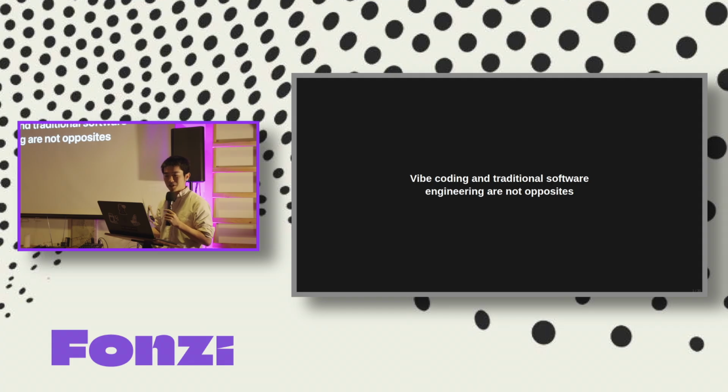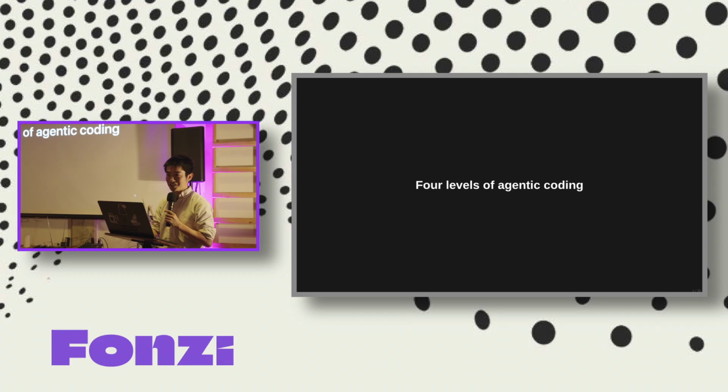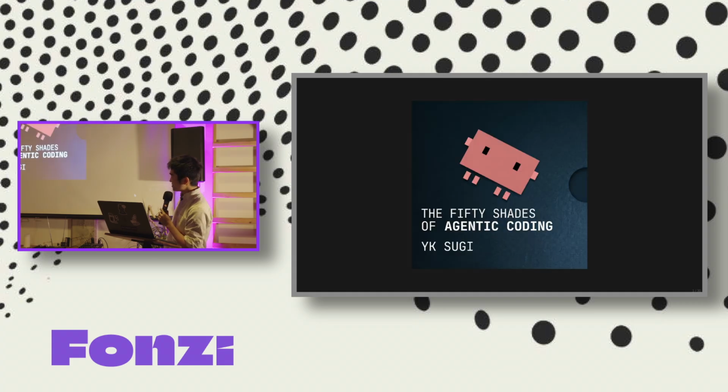Throughout all of that process, I've realized that vibe coding and traditional software engineering are not opposites; they are more complementary. The way I visualize this is like this. I hope you can see this. If you look at vibe coding, it's really fast, but not necessarily high quality. You can increase quality, and naturally the speed goes down, but you get to these different levels of agentic coding. That's what I'm going to dive into in this talk for about 8-9 more minutes. I made a little cover image for this too. If you get the joke, you get the joke.